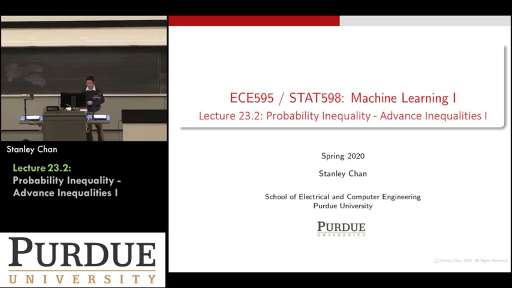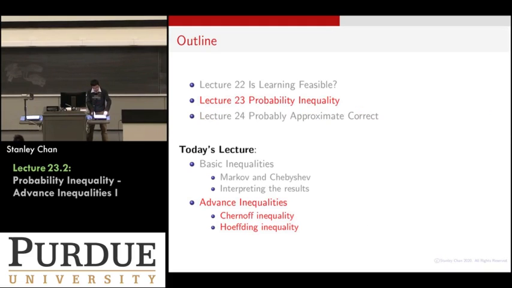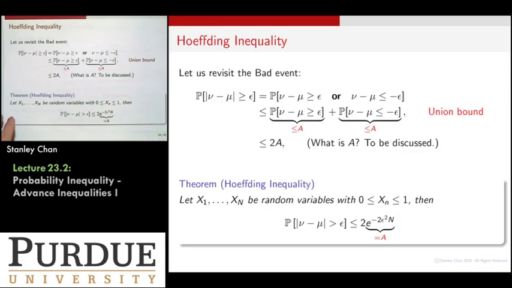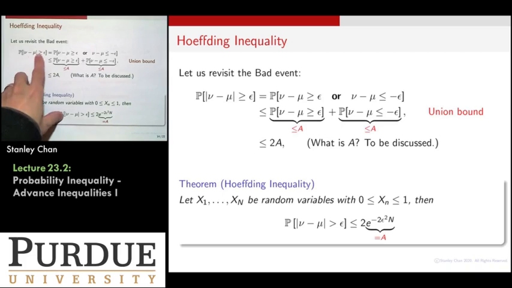Let me move on to talk about the advanced inequalities because I think these will be a little bit newer to many of you. I want to talk about two sets of inequalities. One is called the Chebyshev bound. The other one is called the Hoeffding bound. So to start with, let me comment on this.